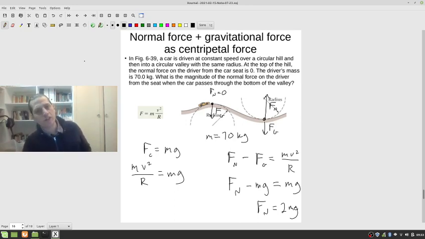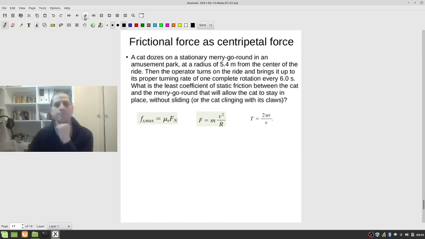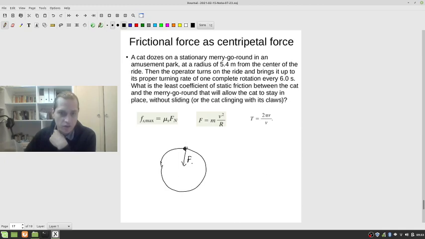Let's do one more example with centripetal acceleration. In this case, a cat dozes on a stationary merry-go-round in an amusement park. And the point I'm trying to make here is that the centripetal force is just the force that's acting towards the center of the circle. It doesn't necessarily have to be the normal force. It doesn't have to necessarily be the gravitational force. It's just whatever force is acting towards the center of a circle. So in this case, the frictional force is going to act as the centripetal force.